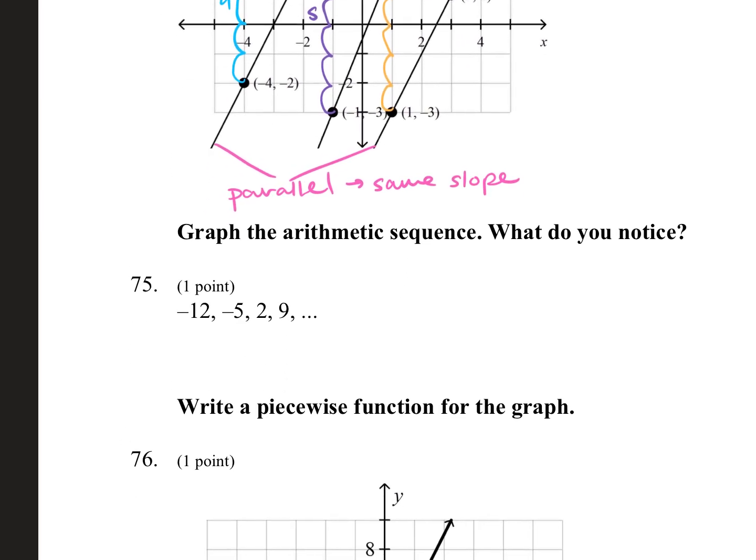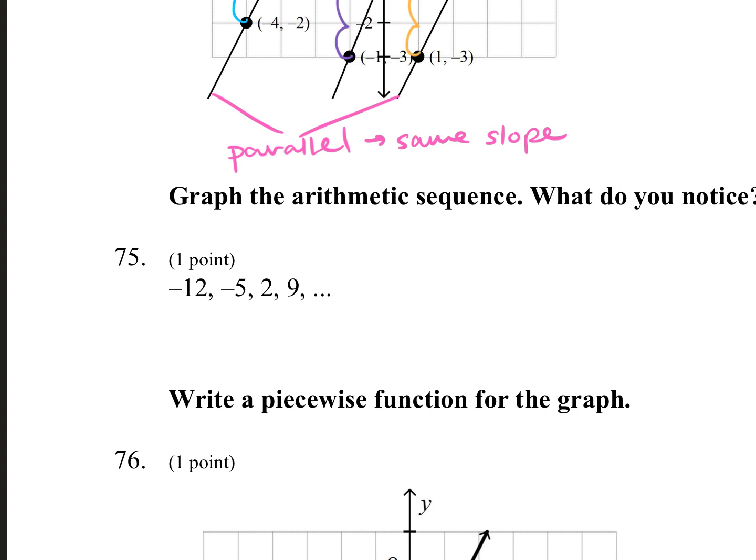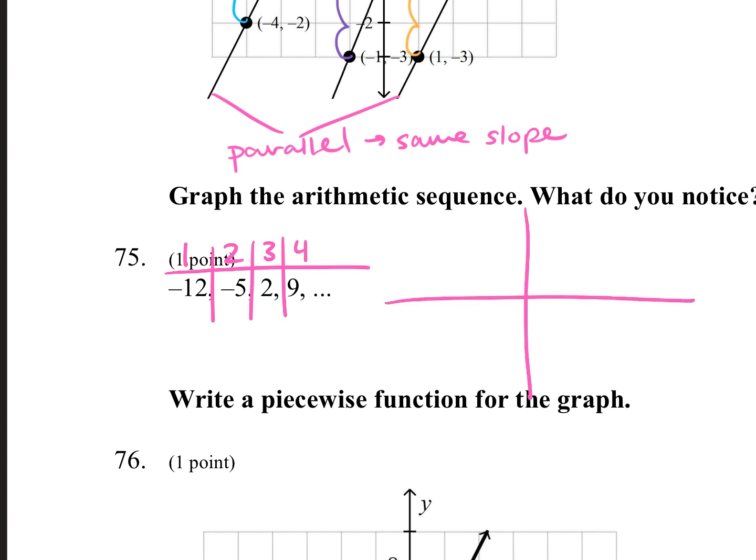Let's look at 75. So when I graph an arithmetic sequence, the number of the term matters. So this is my first term, second term, third term, fourth term. So I'm going to graph them. The number of the term is your x, and then the actual term is your y. So my first point here would be 1, comma, negative 12. So I'd go to the right 1 and down 12. So I'd have a point there.